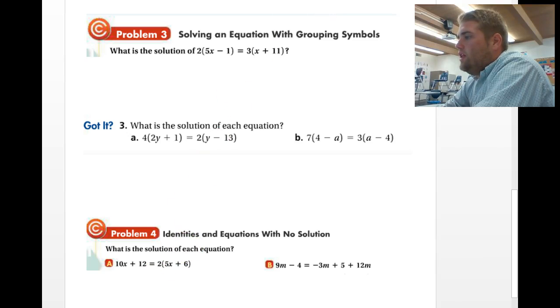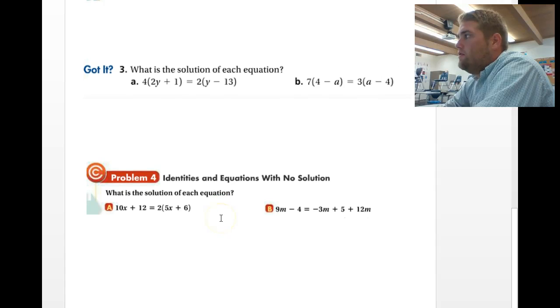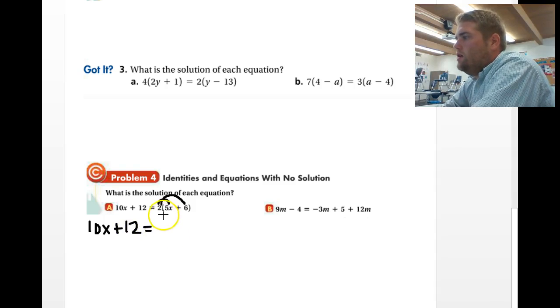And finally, on the last problem of the day, we have problem 4. So once again, I have 10x plus 12 equals 2, so we're going to distribute. So I have 10x plus 12 equals 2 times 5x is 10x, and then we have 2 times 6, which is plus 12.